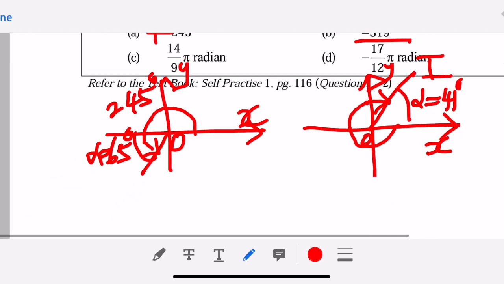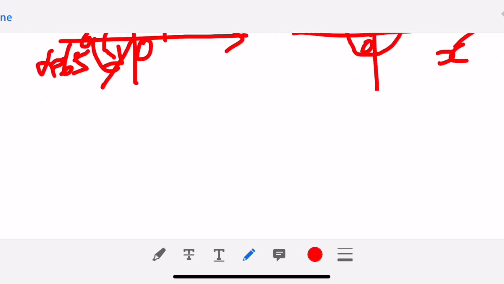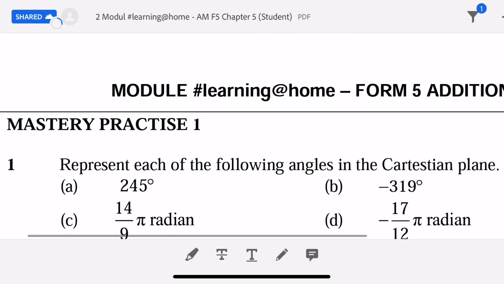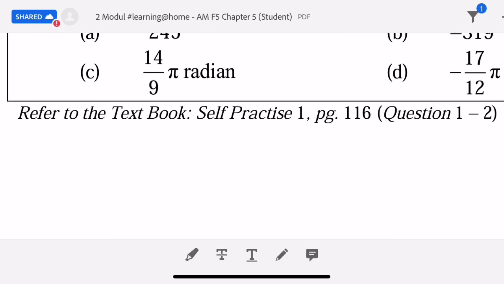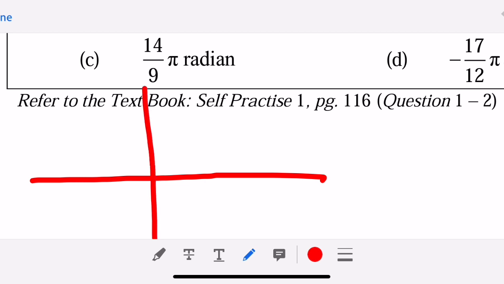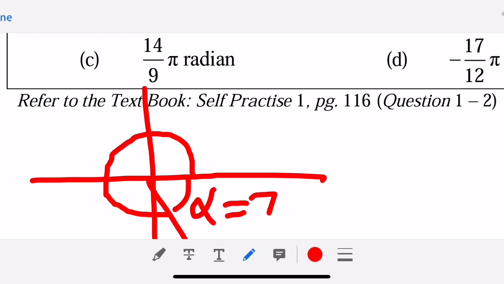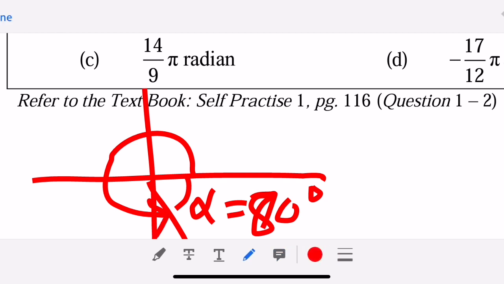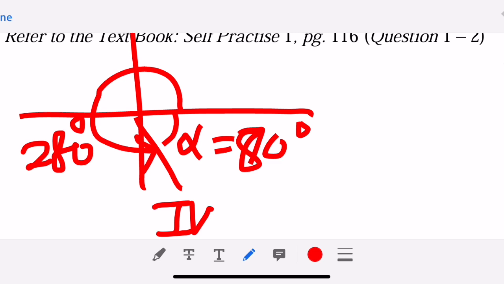Alright. How about 14 over 9 pi? Let's explain 14 over 9 pi. You can take 14 divided by 9 times 180, right? So you will get 280. So 280 is a positive angle, past 270, another 10, right? You can take 360 minus 280. 80, sorry, it's 80. Okay, and then for this angle, you must put an arrow. This is 280 degrees, with the angle at the fourth quadrant, alpha is 80.